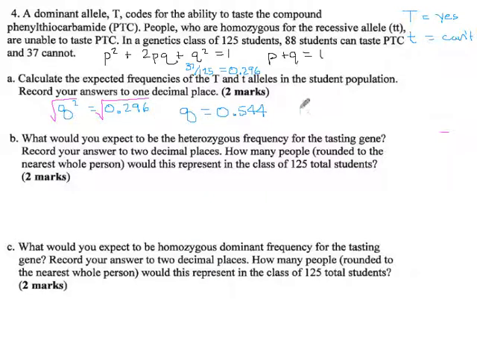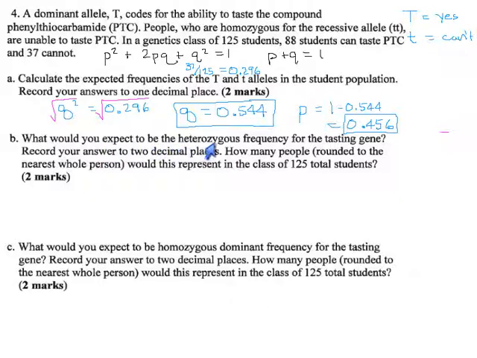And p is 1 minus q, which should be 0.456. So those are the answers, which you'll want to round before you turn them in. Then what do they want?